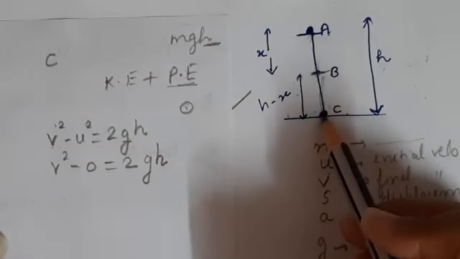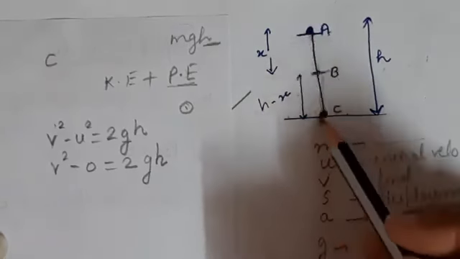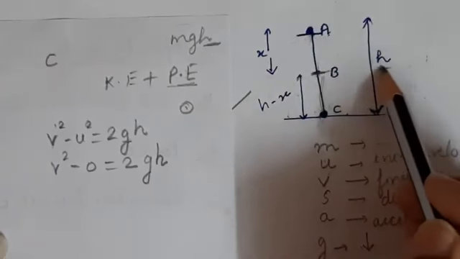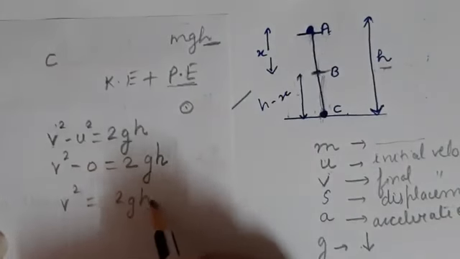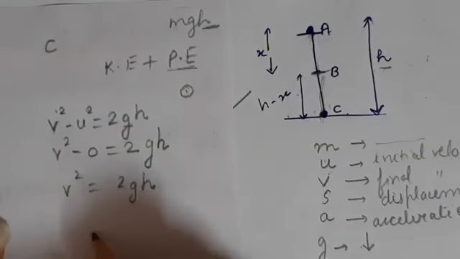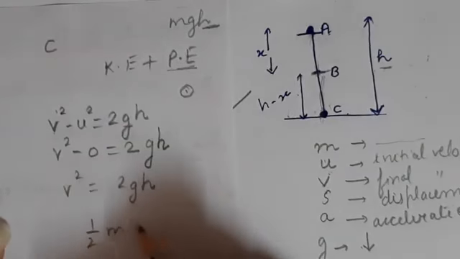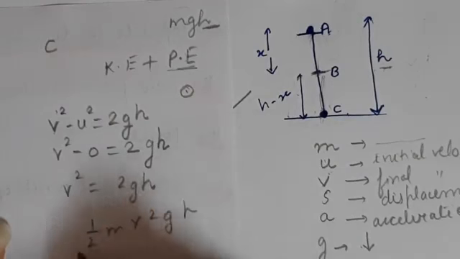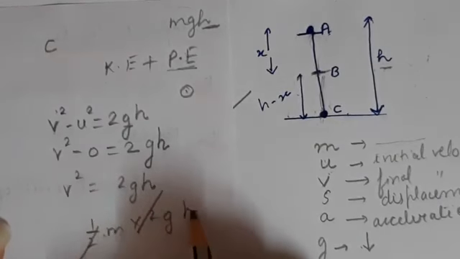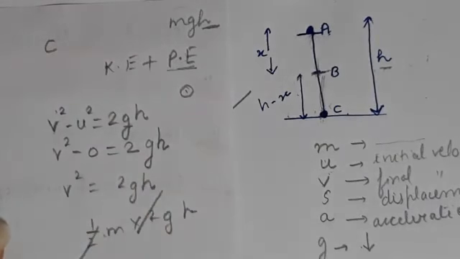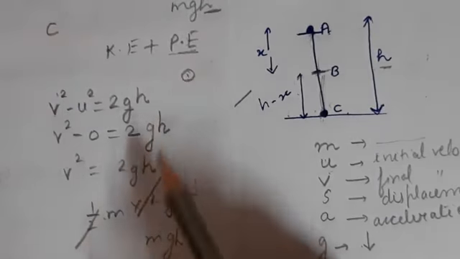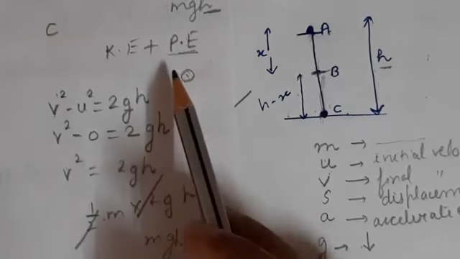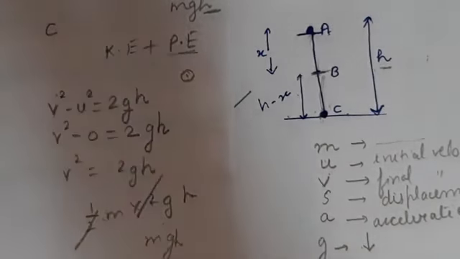Okay, at point C, the displacement is what? Total h. So v square is 2gh. So what is kinetic energy? Half m v square, 2gh. Cancel, mgh. Clear? So kinetic energy is mgh and potential energy is 0. So sum it, mgh plus 0, that will be mgh.